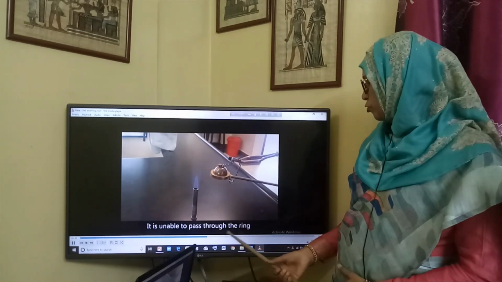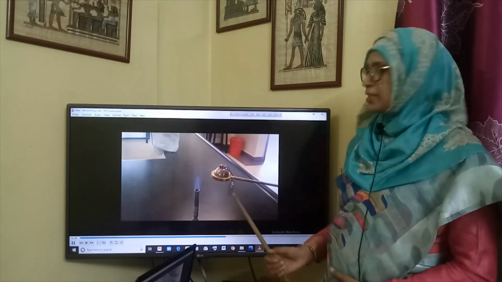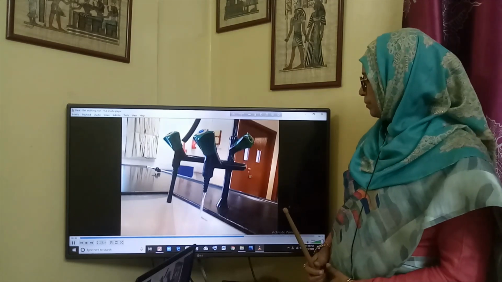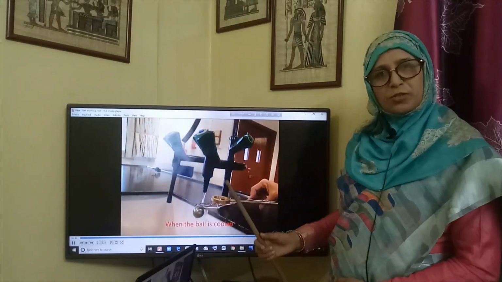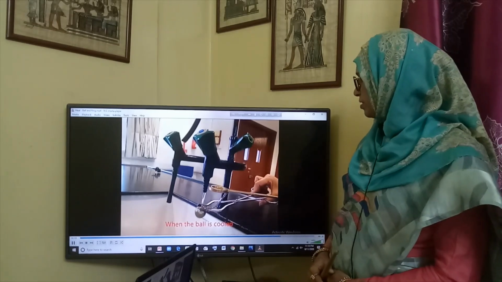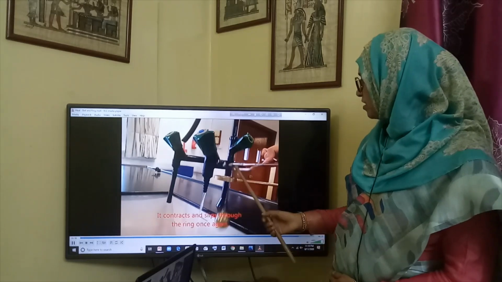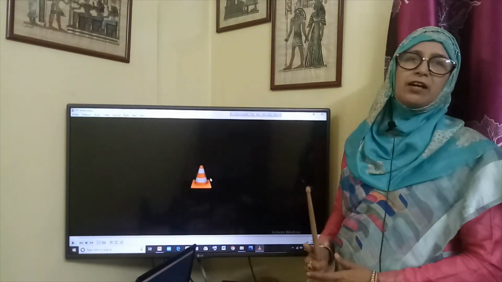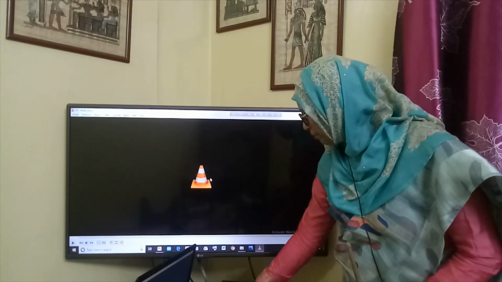The ball is unable to pass through the ring because due to heat this metallic ball expands, and that's why it does not pass through the ring, it will be stuck. Now this hot ball will cool for some time, and now you can try to pass it through the ring. See, this ball easily passes through the ring, because when it cools down, the expansion also returns to the normal position.